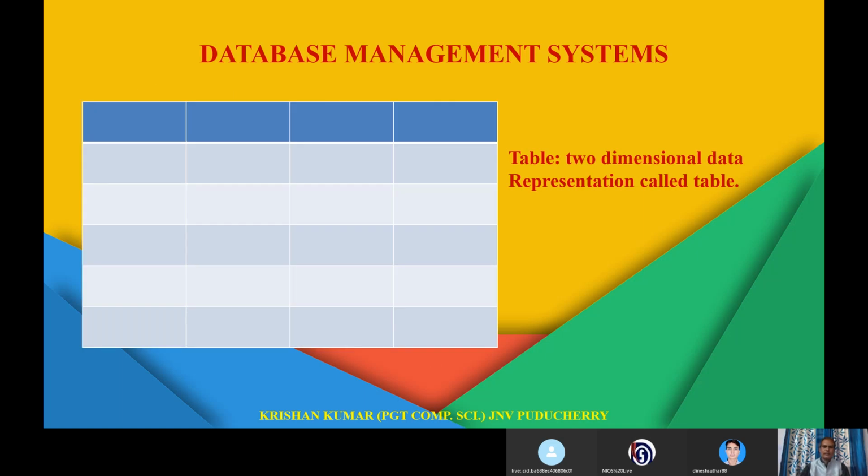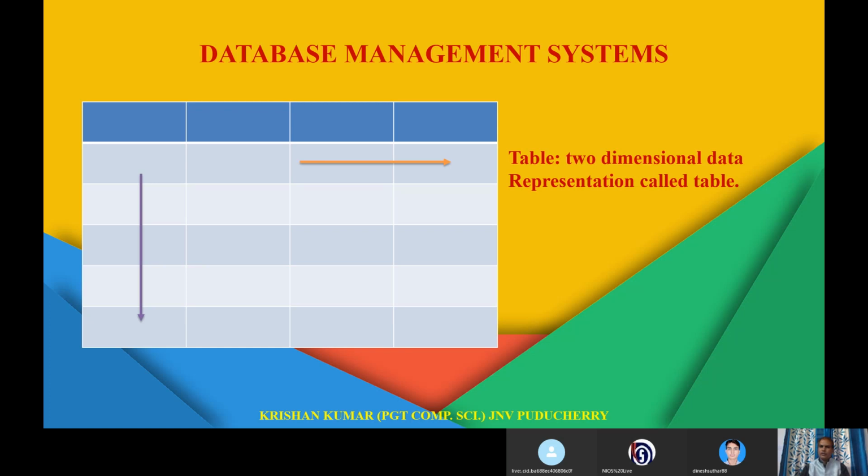Now let us understand what a table is. You can see this is an example of a table. A two-dimensional data representation is called a table. How is it two-dimensional? This is one dimension from top to bottom, and this is another dimension from left to right or right to left. If you are going from top to bottom, it is called a column, and if you are going left to right or right to left, it is called a row. So I hope it is clear what a table is. A two-dimensional data representation is called a table.